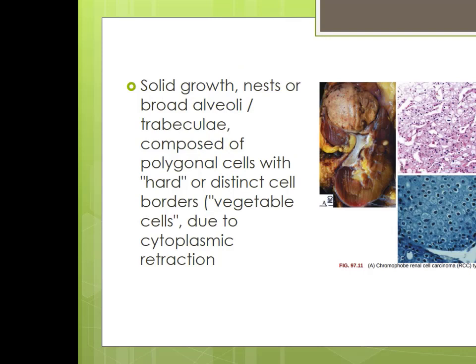This is the pathological image, and we can see solid growth or nests of broad alveoli and trabeculae, and they are composed of polygonal cells with hard or distinct cell borders. The vegetable cell appearance is due to the cytoplasmic reaction.